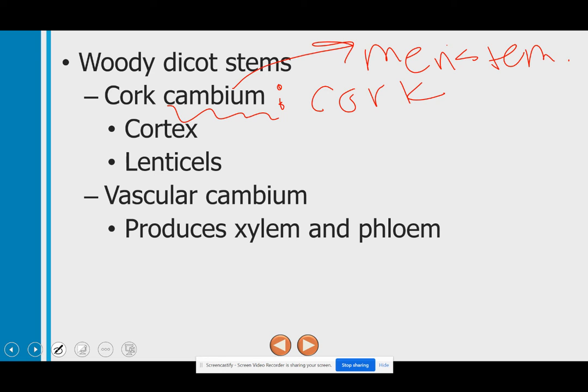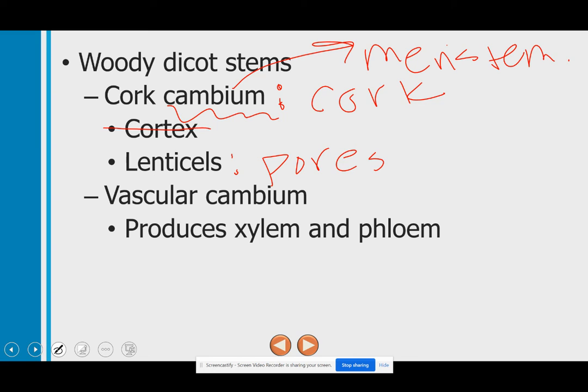The next thing I really want you to know about this guy is, I don't care about cortex. I want you to know about the lenticels. So the lenticels are going to be found in the surface of a woody stem. And basically, they are tiny pores. Pore is just a fancy word for hole. Lenticels are these little holes in the stem that allow for gas exchange. Kind of like the stomata in our leaves allow for gas exchange. These lenticels do the same thing.